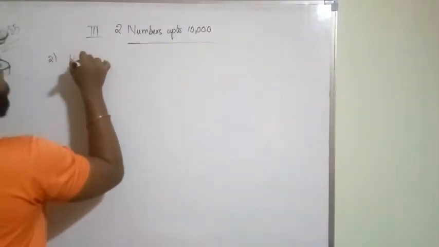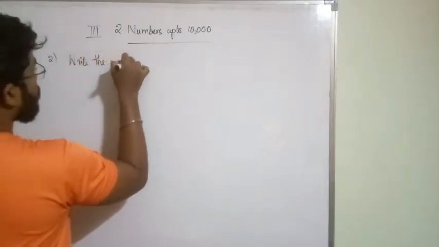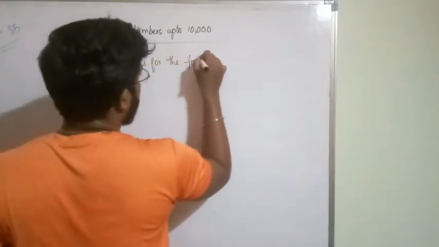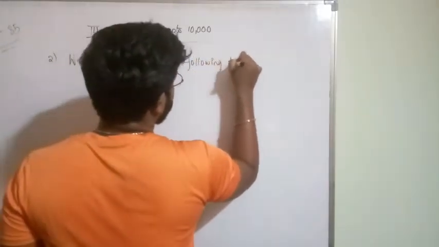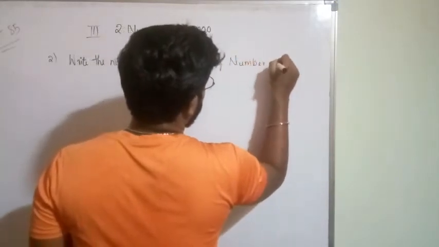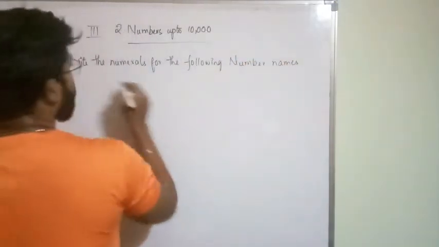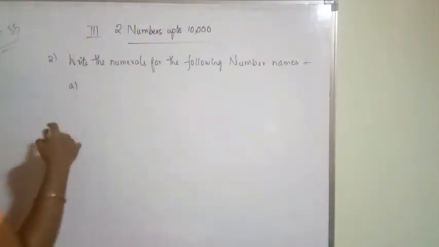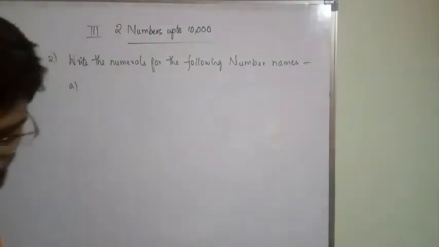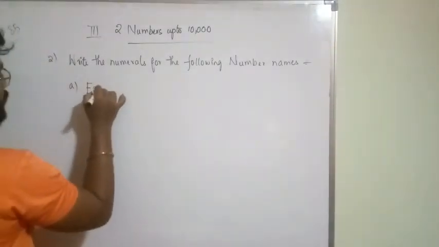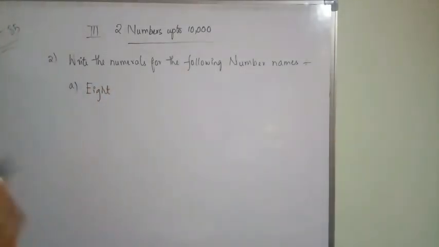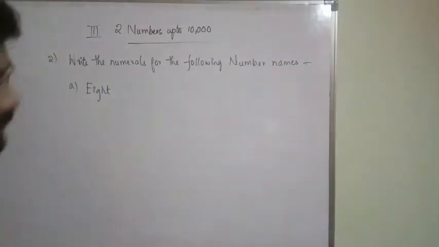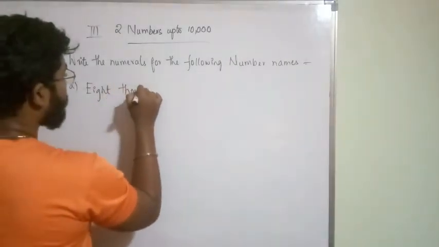Okay, in that first one, he has given the number names. You have to write the number, the reverse. Just now in the first bit he gave the number, and we wrote the number name. Here he gave the number name, and we have to write the numeral, means number. 8488. What is the number? 8488. This is the number.